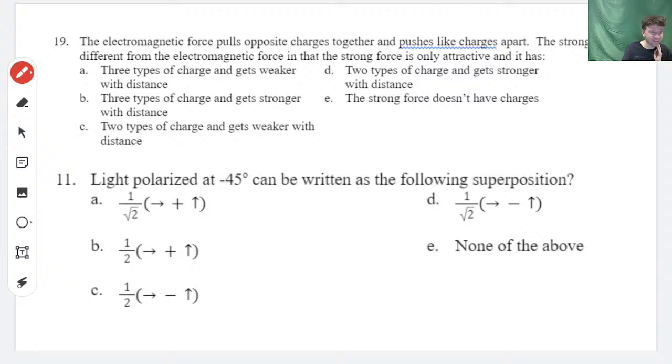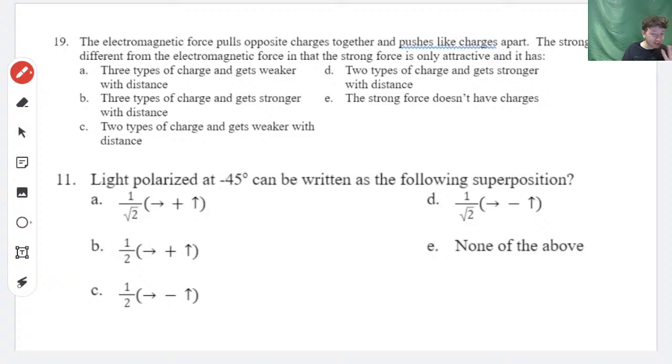All right, we've reached the last slide. I think we've done like 36 multiple choice questions, but these are fun. Number 19 is again about the strong nuclear force. This says the electromagnetic force pulls opposite charges together, yes, and pushes like charges apart. Yes, opposites attract, like charges repel. The strong force, however, is different from the electromagnetic force in that the strong force is only attractive. Yes. And it has how many types of charge?